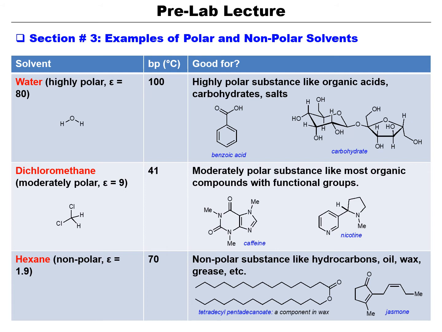Dichloromethane is a moderately polar solvent, where you can see the two chlorine atoms have a net dipole moment, but they can also somewhat cancel each other, and it is suitable to dissolve alkaloid compounds like caffeine and nicotine.